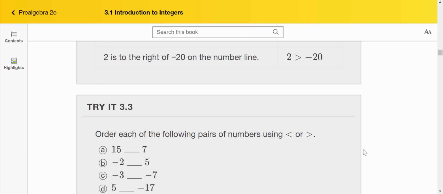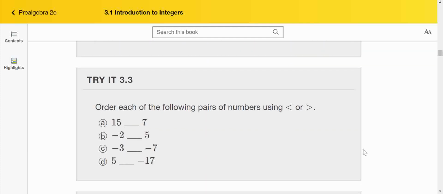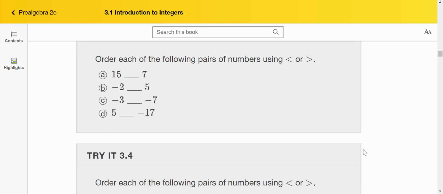And now we have a few try it questions that you can try at home.